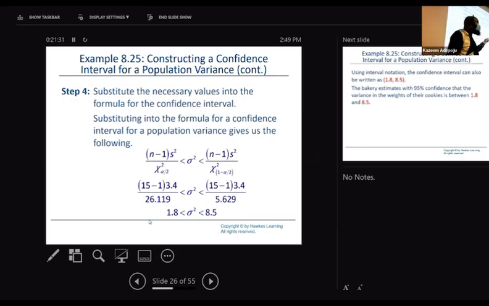They all have the same numerator. And at the end of the day, my conclusion is that the true population variance will lie between 1.8 and 8.5.